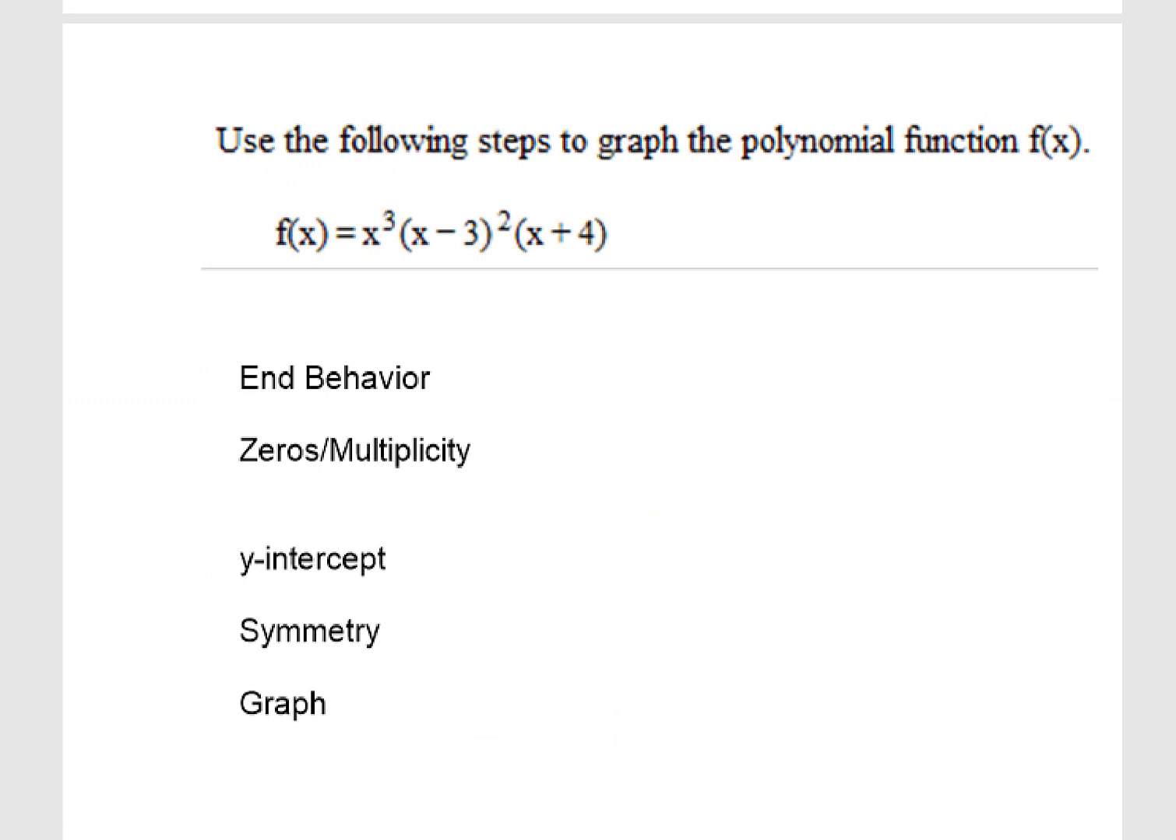Okay, let's do it one last time. It says use the following steps to graph the polynomial function. F of x equals x cubed times x minus 3 squared times x plus 4. All right, end behavior. This can be a little bit misleading because you might look at this and say, okay, I remember you said to look for the degree of the polynomial, and the degree is the largest exponent, which is 3. If it was not factored out, that would be true.